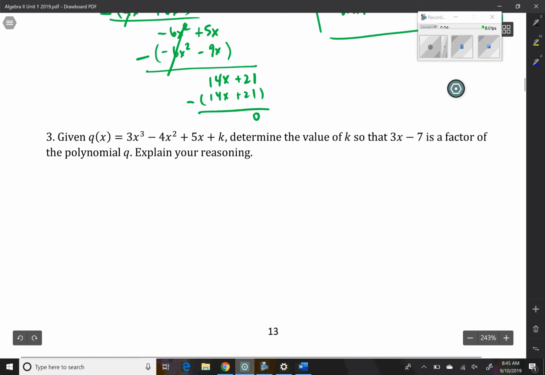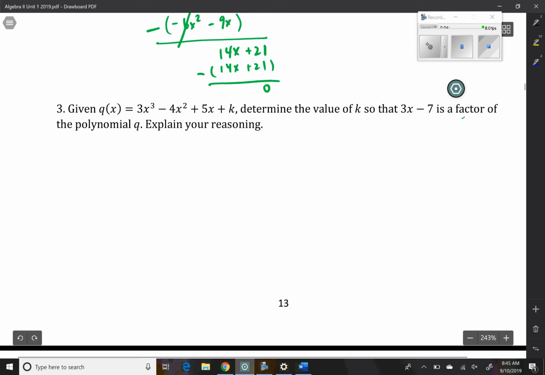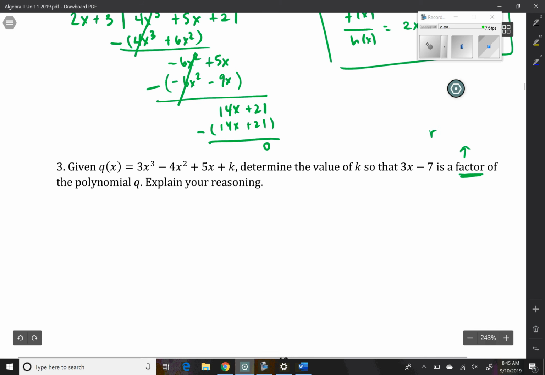Number 3 was actually on a Regents exam a few years ago. So once it's determined the value of k, that would make it so that 3 minus x is a factor. So in class we talked about factors, right? Factors always have a remainder of 0. So I'm just going to do long division here. Now this is an example where I probably would not want the tabular method. It just makes everything a little bit more difficult.